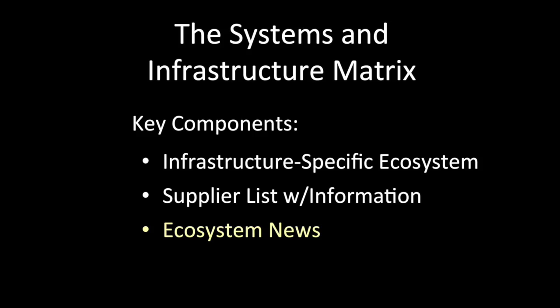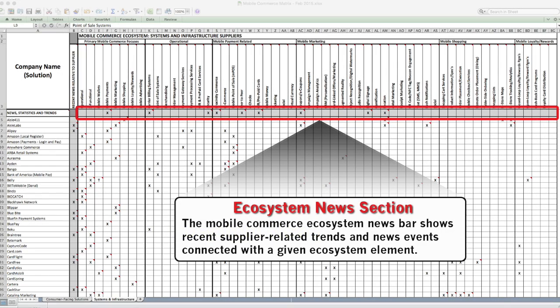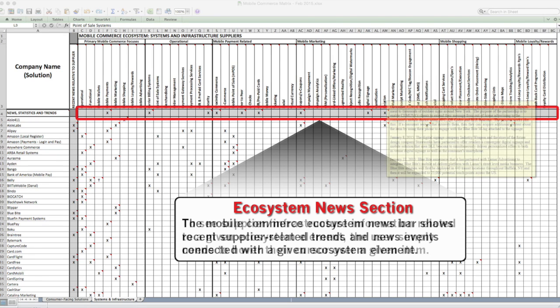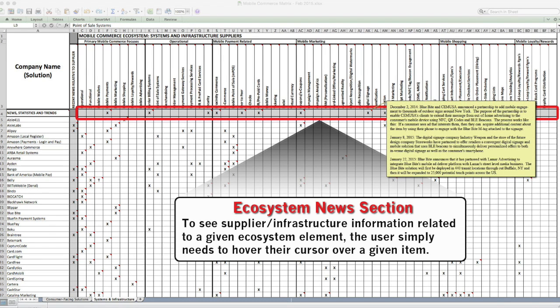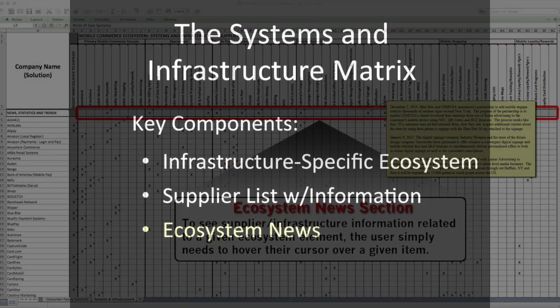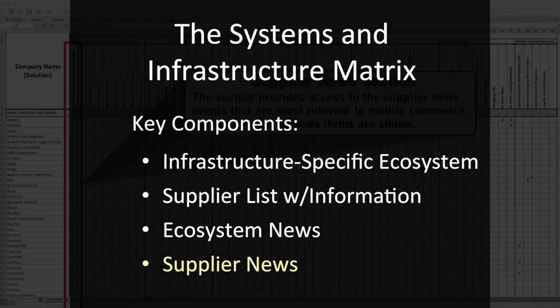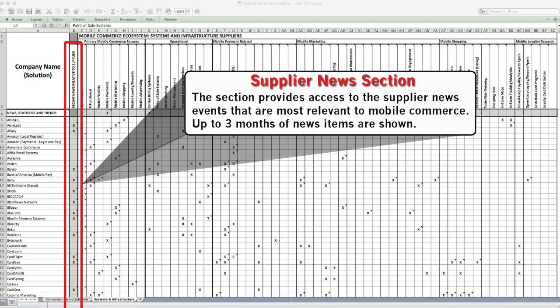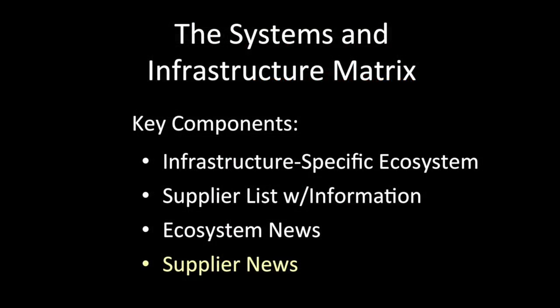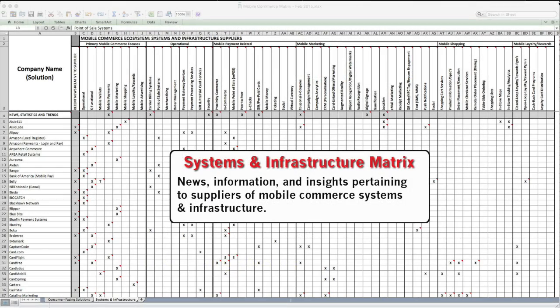This section provides you with news, trends, and statistics connected with the infrastructure-centric version of the mobile commerce ecosystem. Just position your cursor over any X to see key information from the last 3 months. The fourth component is the supplier news section. This section gives you up to 3 months of insight into significant news items related to a given supplier. This concludes our review of the systems and infrastructure matrix.